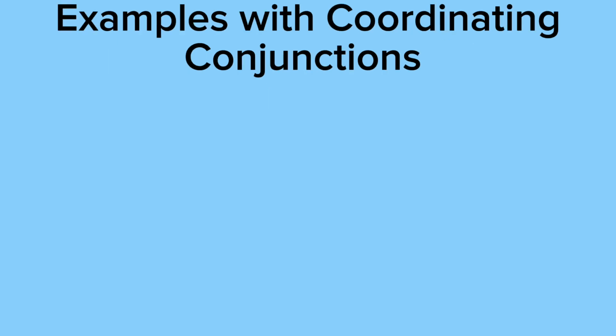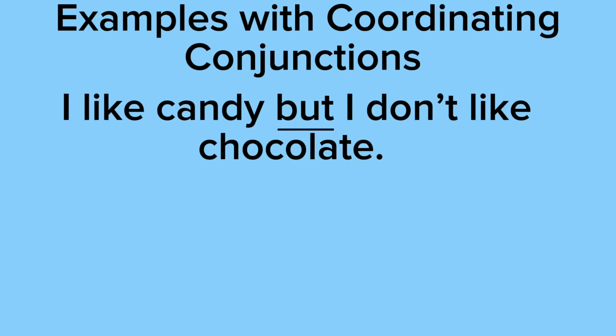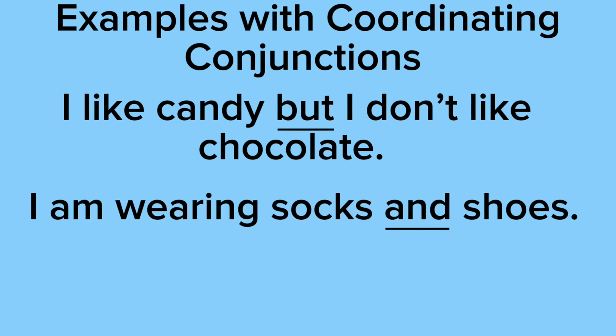So here are some examples with coordinating conjunctions. Our first example says, "I like candy, but I don't like chocolate." As you can see, but is the coordinating conjunction, and it connects one part of the sentence with the other part. So "I like candy" is being connected with "I don't like chocolate." Our next example says, "I am wearing socks and shoes." Here, and is the coordinating conjunction, and it is being used to connect the phrase "I am wearing socks" with the word "shoes."